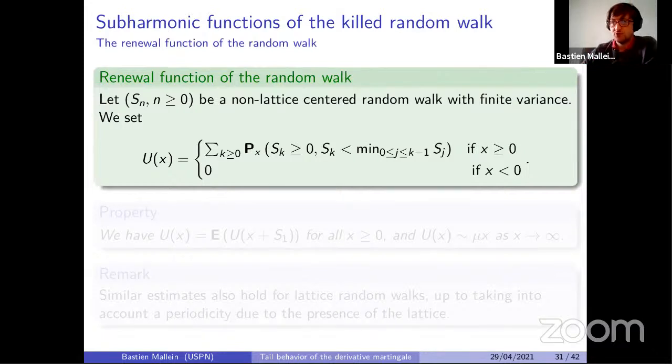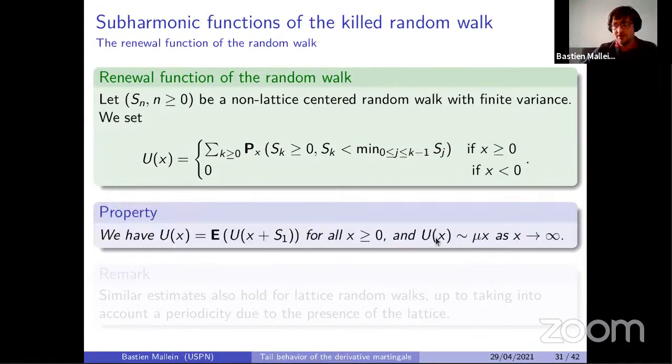Okay, so just to remind you, the renewal function of the random walk is a quantity that you can define like this. So it is non-negative on the positive half line. It is equal to 0 on the negative half line, and u of x grows exactly linearly as x goes to infinity.